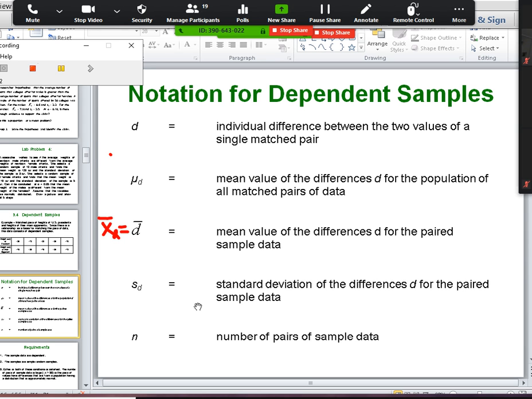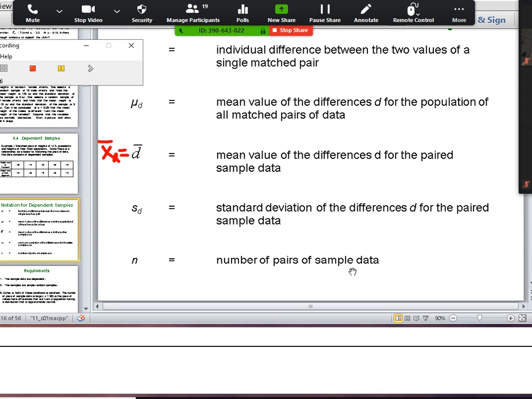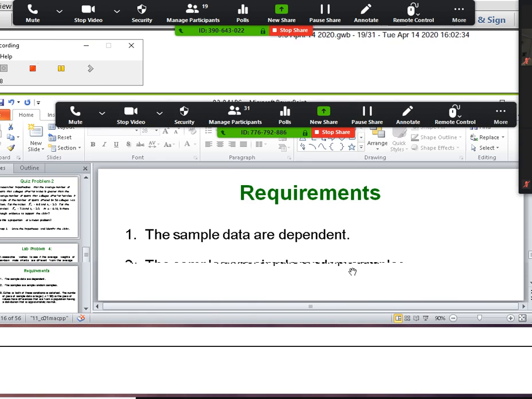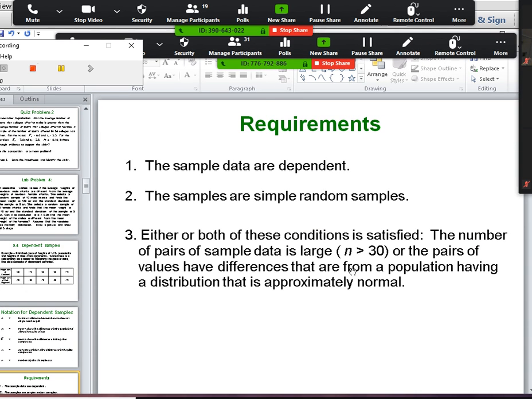And then there's SD and N, which aren't a big deal. Those are just what you expect them to be, standard deviation of the sample, and the number. N is the number of pairs, right? And notice when you subtract them all, how many do you get? Is everybody all okay so far? You can ask me questions if you want.